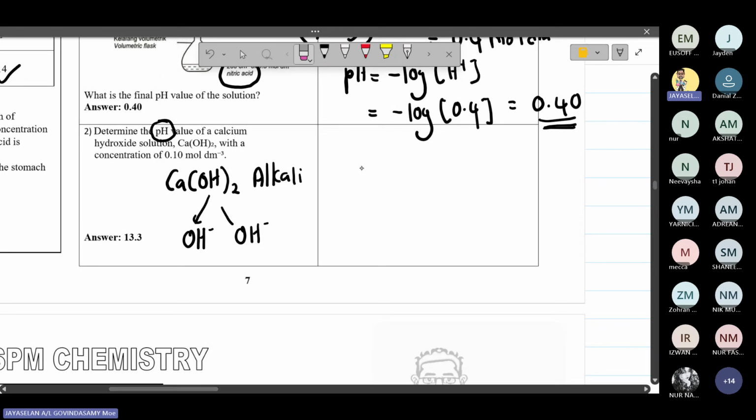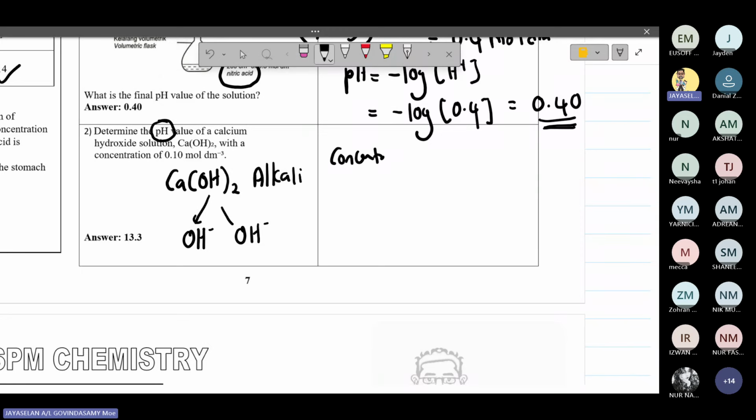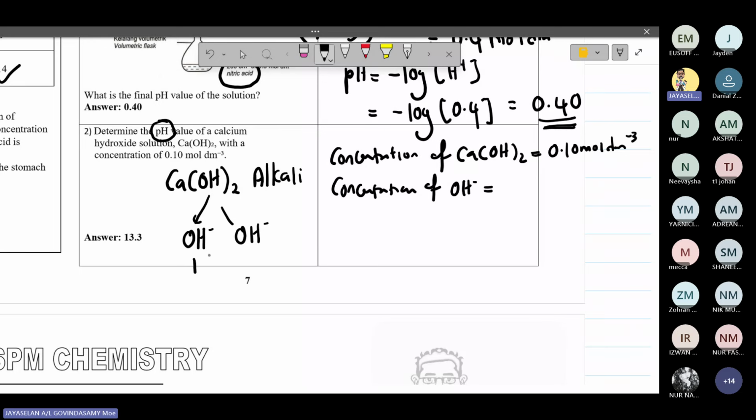So what you guys do here, the concentration of Ca(OH)2 is 0.10 mol dm^-3. Tetapi must remember, concentration of hydroxide ion dua kali. So what you have to do, kita ada satu, dua kan? 2 darab 0.10, you will get how much? 0.20 mol dm^-3. Kena ingat.